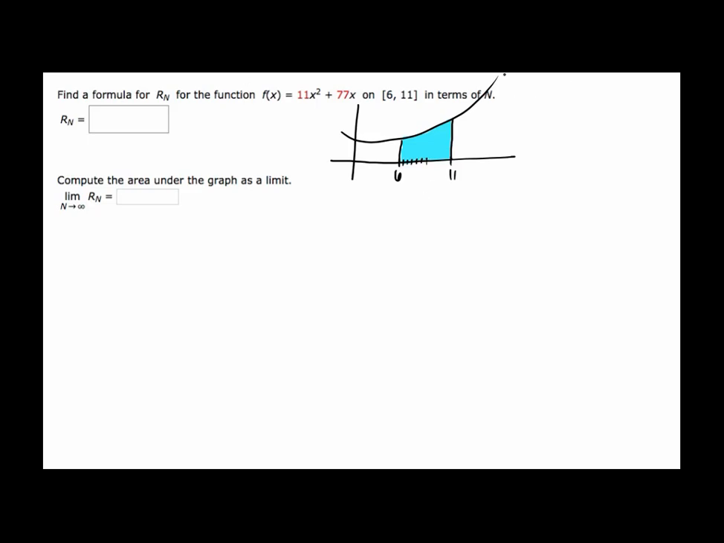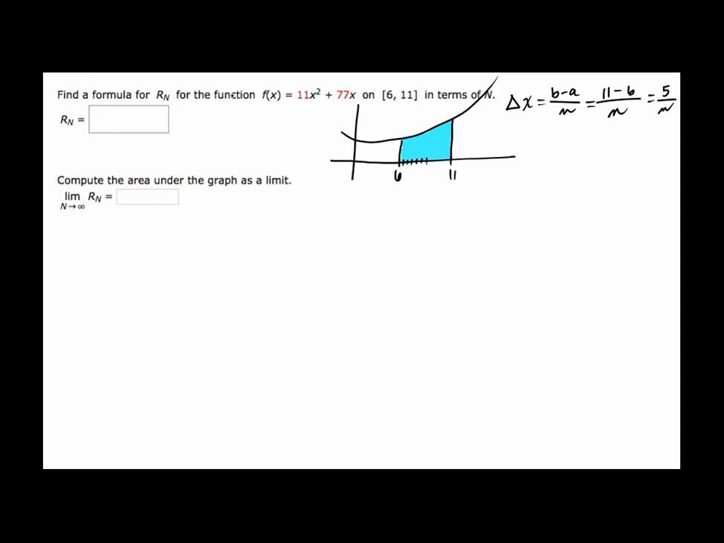So we need to find the width of each of those rectangles. Now, the width of each rectangle, delta x, is defined as b minus a over n, where b and a are your endpoints. So b minus a is the length of the interval, n is just n, and I typically go with all cursive lowercase n, and I'll just switch back to capital N at the end. Okay, so the width of each rectangle there is 5 over n.